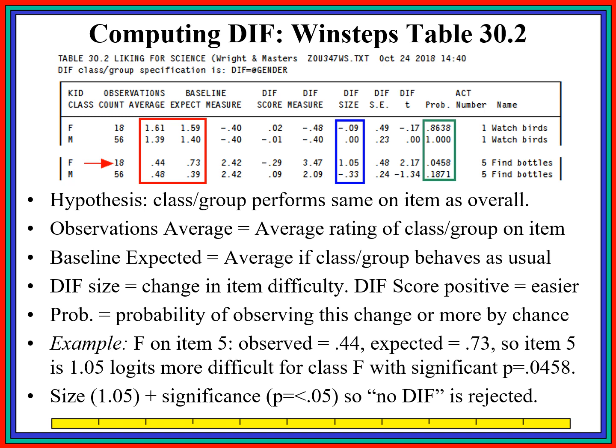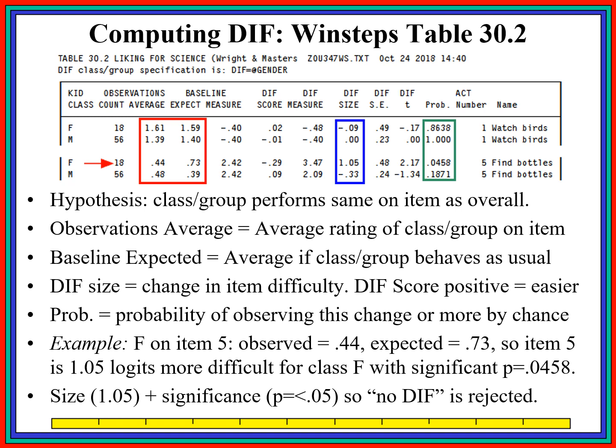But going down to the next item listed here, which is item 5, fine bottles, the story is different. What we observe is 0.44 for the girls and 0.48 for the boys, which is almost the same. But what we expect is 0.73 for the girls and 0.39 for the boys, which is noticeably different.